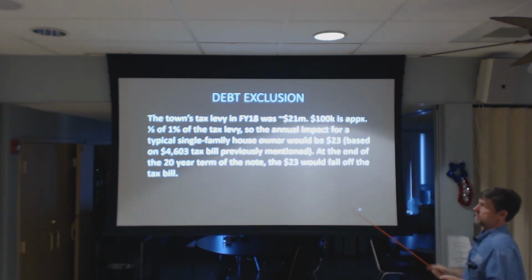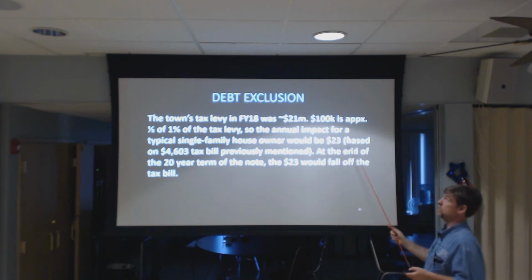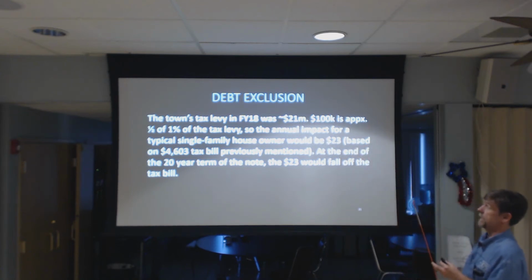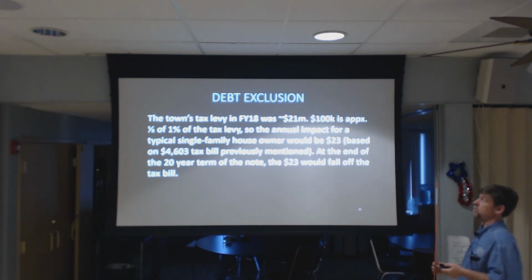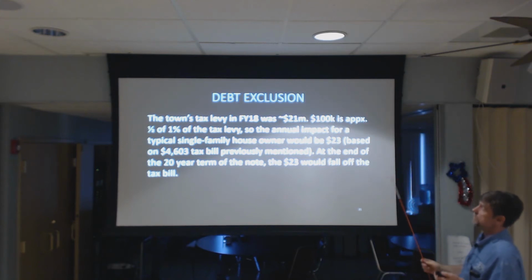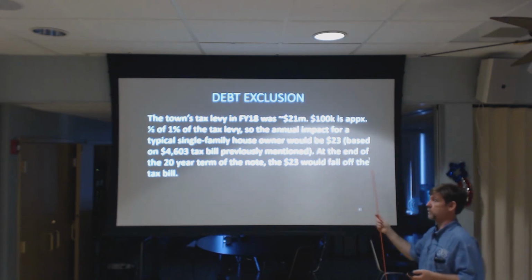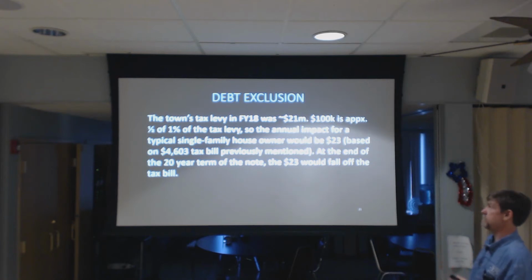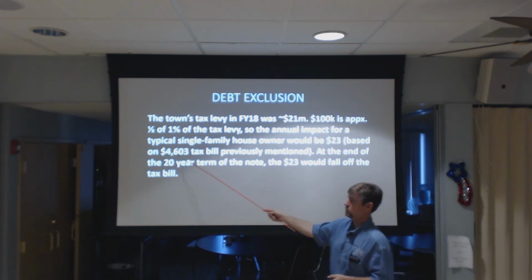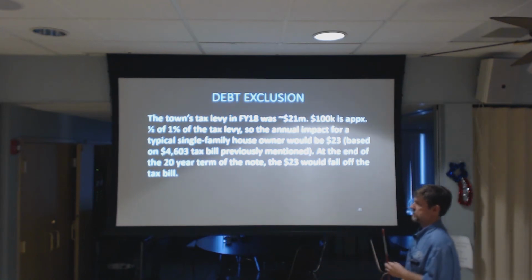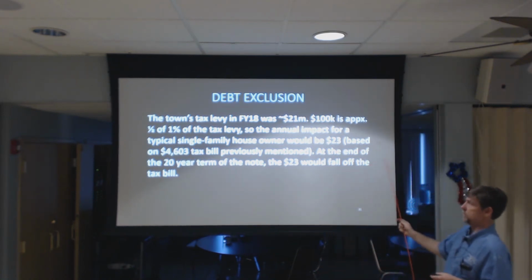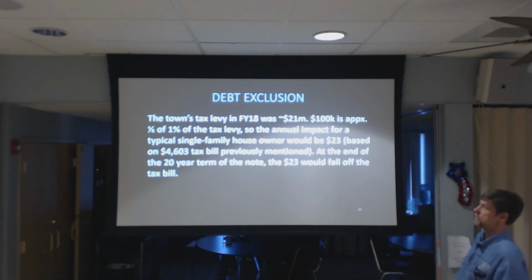So our tax levy in fiscal year 18 was about 21 million. So 100K is approximately 1/2 of 1% of the tax levy. So the annual impact for a typical single-family house would be about $23. You take 1/2 of 1% of that typical family bill of $4,603, and it comes out to be about $23. And then at the end of 20 years, that $23 falls off the tax bill.